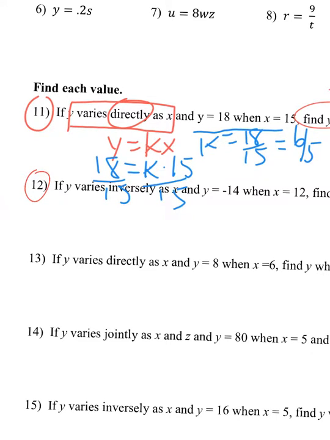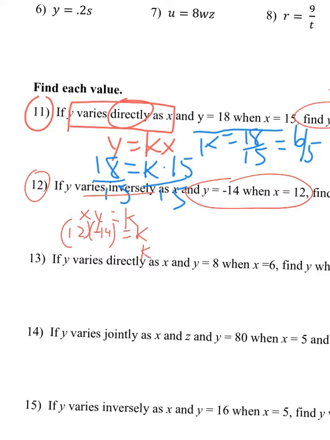If we look at number 12, it's inverse variation. So I'm going to go xy equals k. y is negative 14 when x is 12. So we're going to put those in there. We're going to put 12 in for x and negative 14 in for y, equal to k. If I multiply those two, I get negative 168.